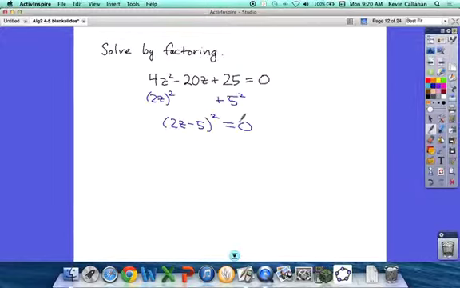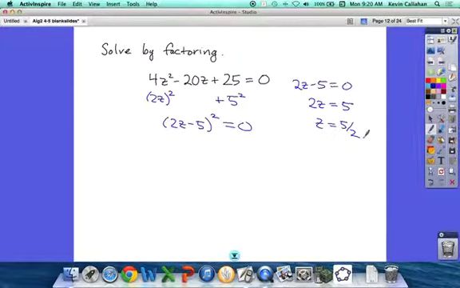Why minus 5 and not plus 5? Because the middle term is negative. So it must be that both of those are negative. Okay. Now we've got to find the solutions, right? All we've done is factored so far. So we need to take this and say 2z minus 5 equals 0. So 2z equals 5. Z equals 5 halves.